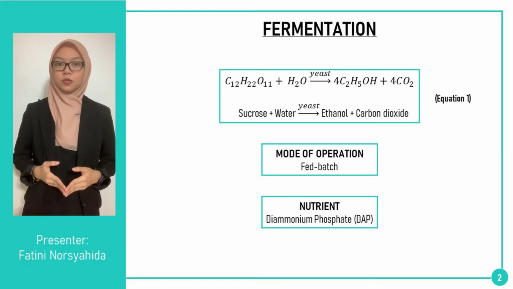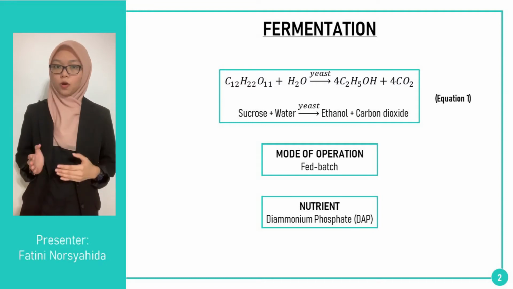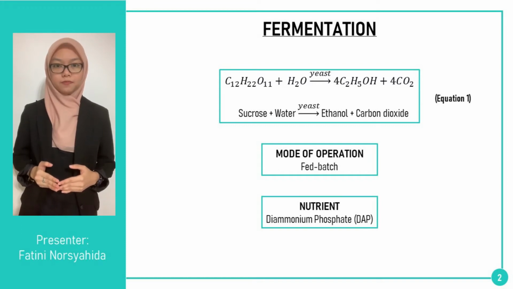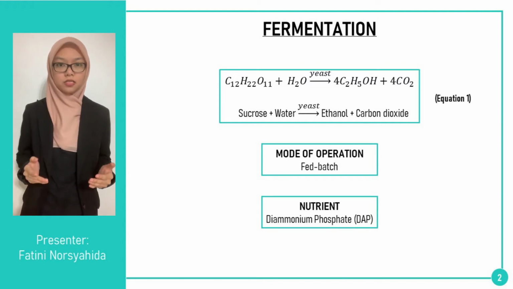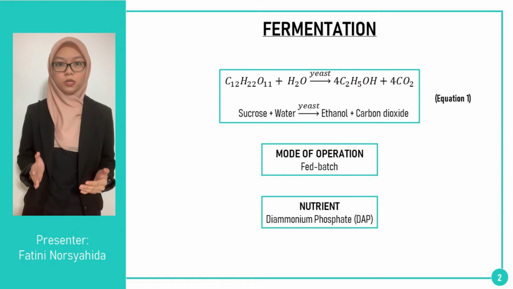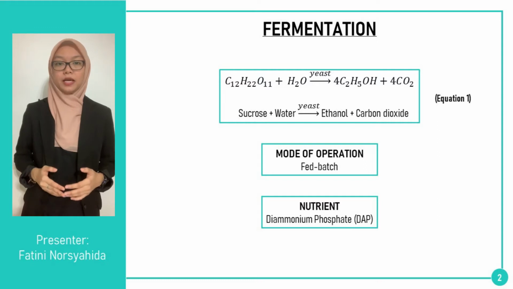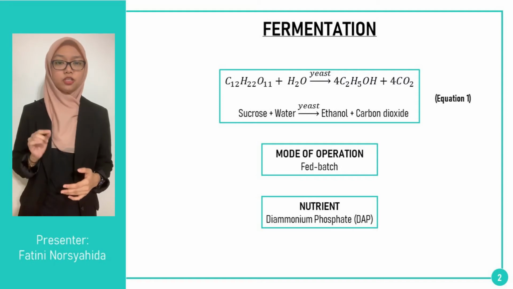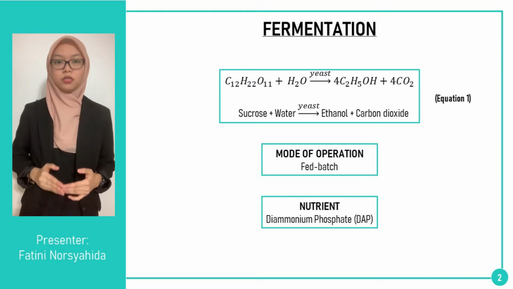First of all, let us make a recap of Design Project 1 regarding the process details for bioethanol production. Equation 1 shows the main chemical reaction for the fermentation process in our plant. Sucrose reacts with water to produce ethanol and carbon dioxide with the help of yeast, which acts as a catalyst in this process. The process is in fed batch mode, where DAP or diammonium phosphate, which is an essential nutrient for the yeast, is being fed intermittently into the reactor during the process.